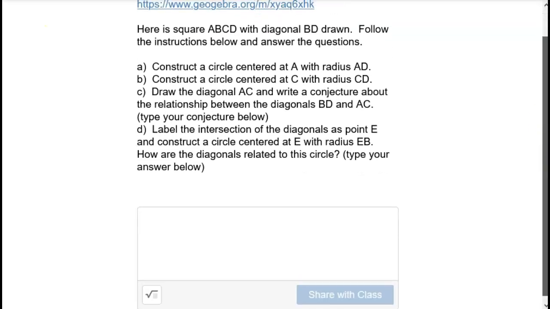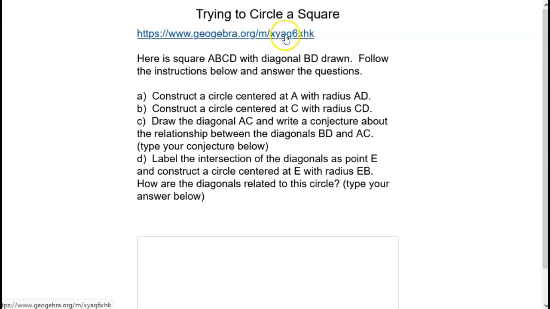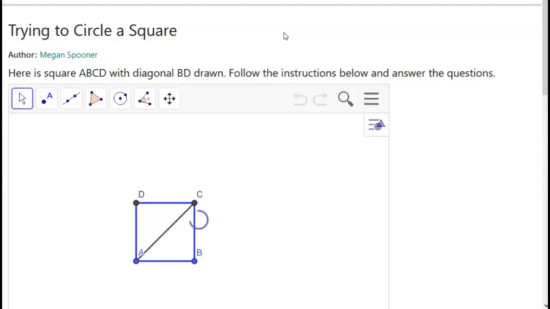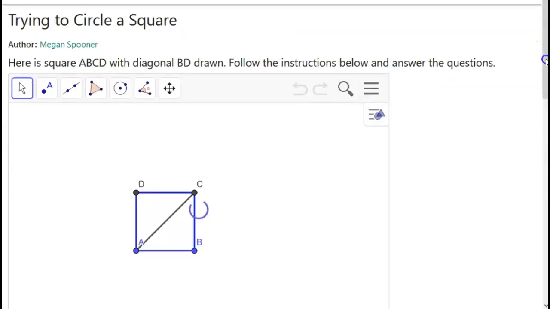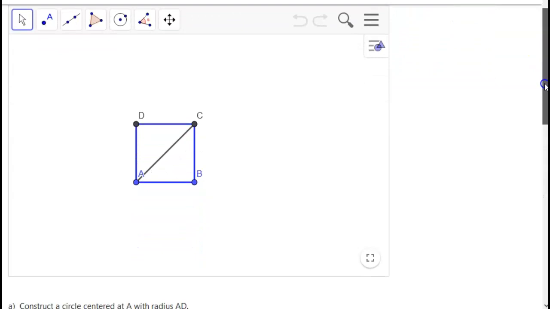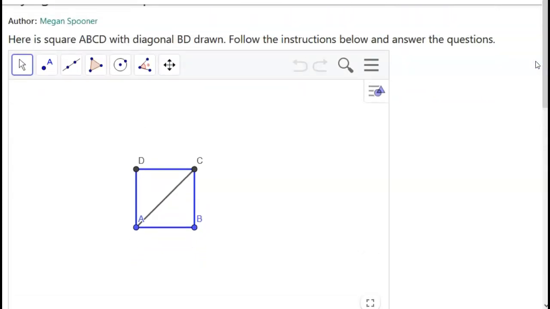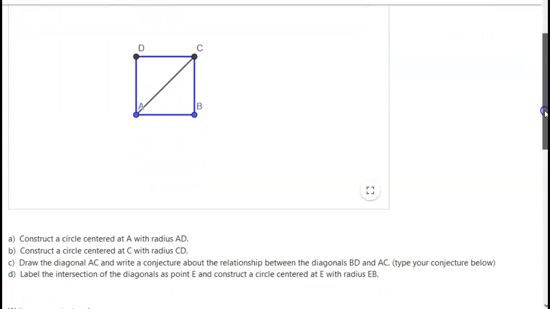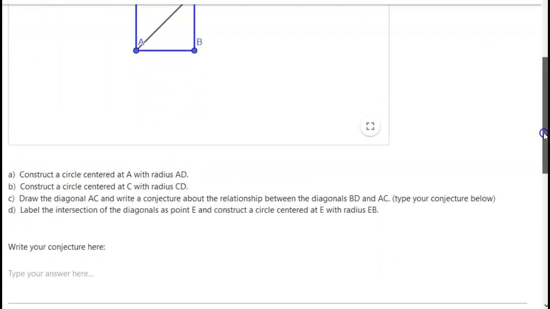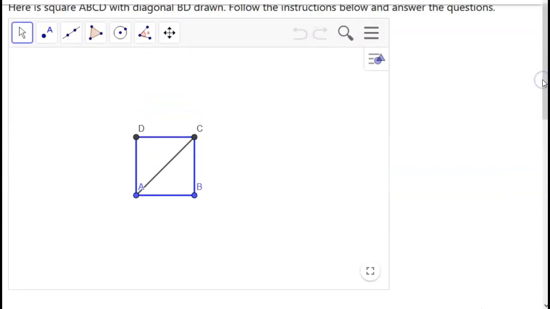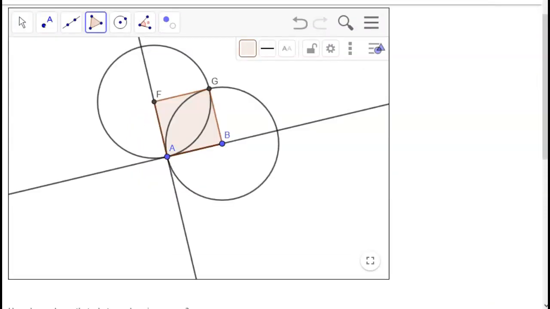So what they're doing now is they're giving us some instructions. So I'm going to go to GeoGebra again. What they've given us is this square, and they've given us the diagonal, and what we want to do is inscribe that square in a circle. So I'm going to go back to this other Desmos here because we talked a little bit about this yesterday.